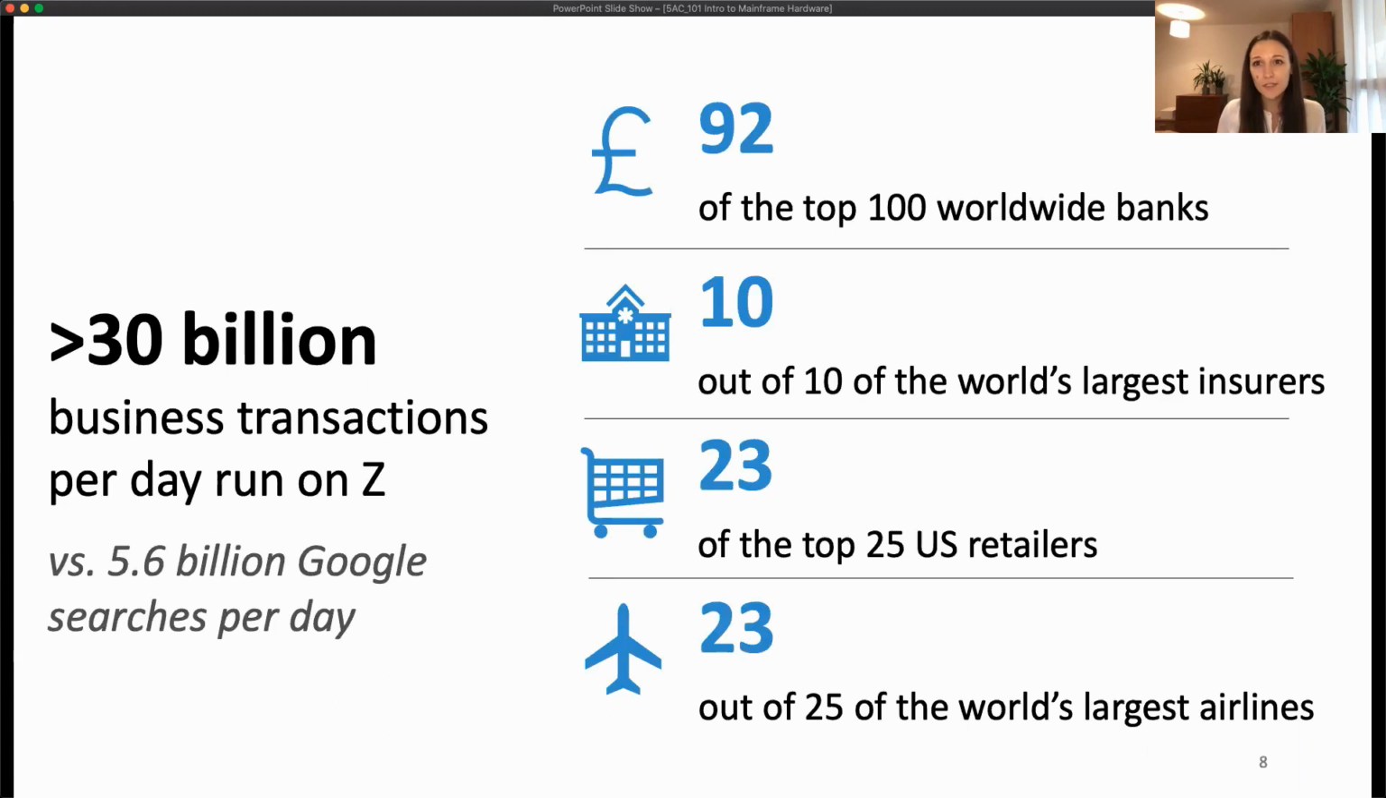Over 30 billion business transactions are handled by mainframes every single day. And just to put it in relation, there are around 6 billion Google searches every day. So 30 billion versus 6 billion, it's a huge number. Most of the top banks are using mainframes, most insurers, most retailers, and most of the world's largest airlines.